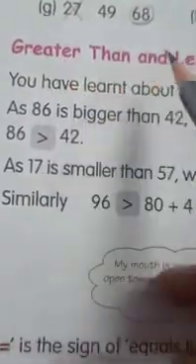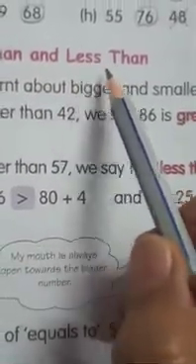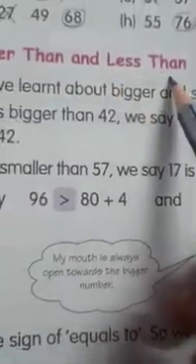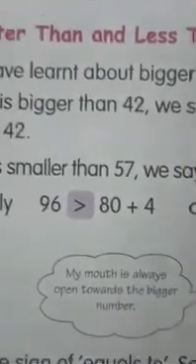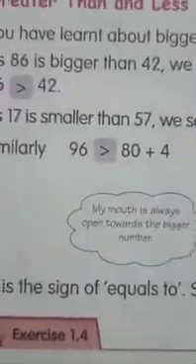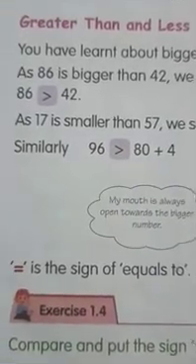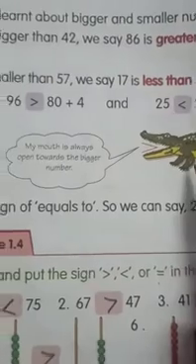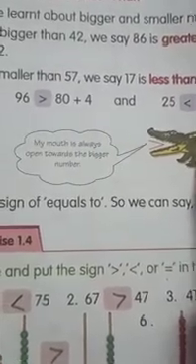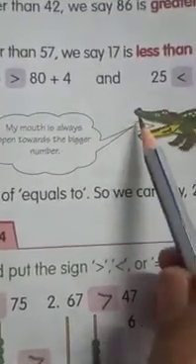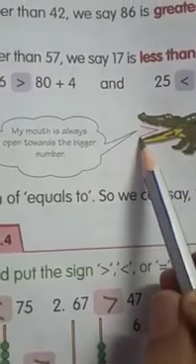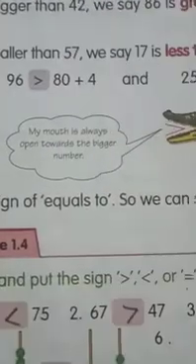Greater than and less than. Greater than, and less than. Just now we have learned about bigger number and smaller number. So children, this crocodile always wants to eat the bigger number. So the open mouth of the crocodile should come towards the bigger number.